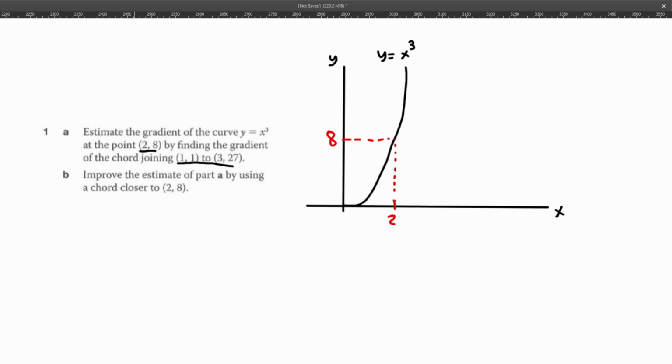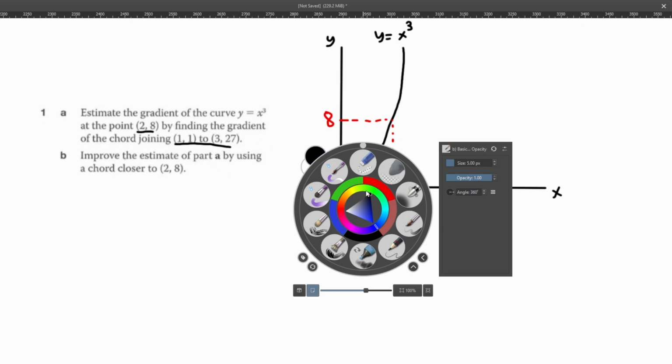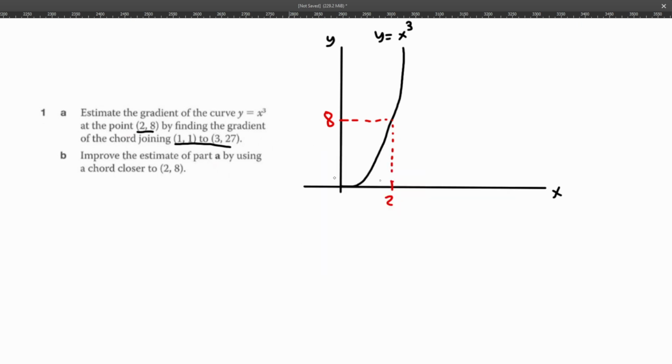Part B of this question talks about how we can improve this estimate. In the previous question we used the points 1 and 3. So now let's use points closer to 2 than 1 and 3. So let's say we use 1.5, and we need 1.5 cubed. We can calculate that using our calculator. So 1.5 cubed is equal to 3.375.